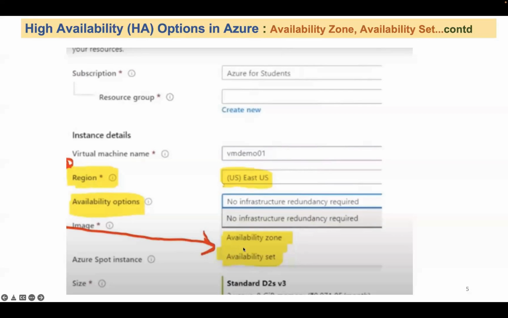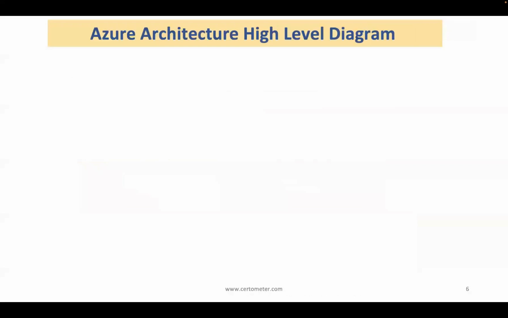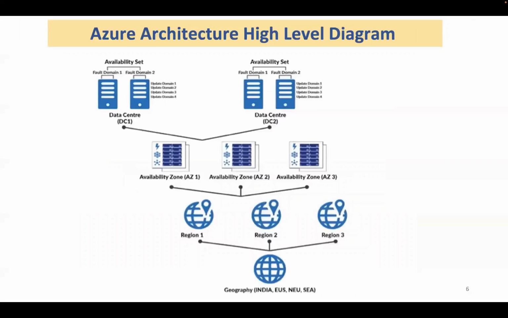Before I explain what an availability zone and availability set are, let us first look at the architecture of Microsoft Azure. On a high level, the architecture looks like this, which I'll show in the next slide. So here comes the high level architecture of Azure.